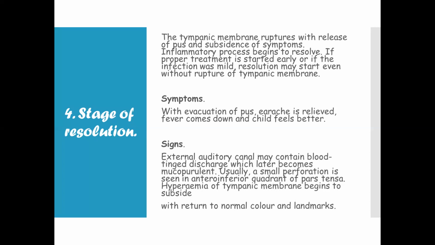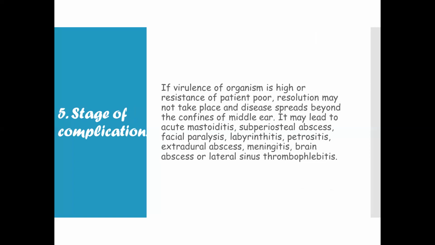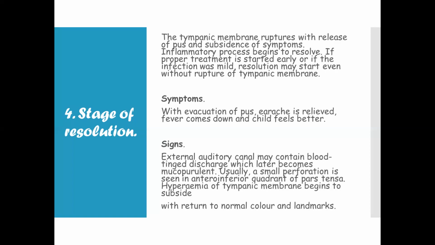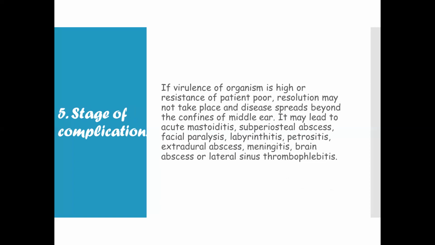Signs: the external auditory canal may contain blood-tinged discharge which later becomes mucopurulent. Usually, a small perforation is seen in the anterior-inferior quadrant of pars tensa. Hyperemia of the tympanic membrane begins to subside with return to normal color and landmarks. So basically, if we look at stage 4, that was the stage of resolution. However, there may be a stage 5, which refers to the stage of complication.